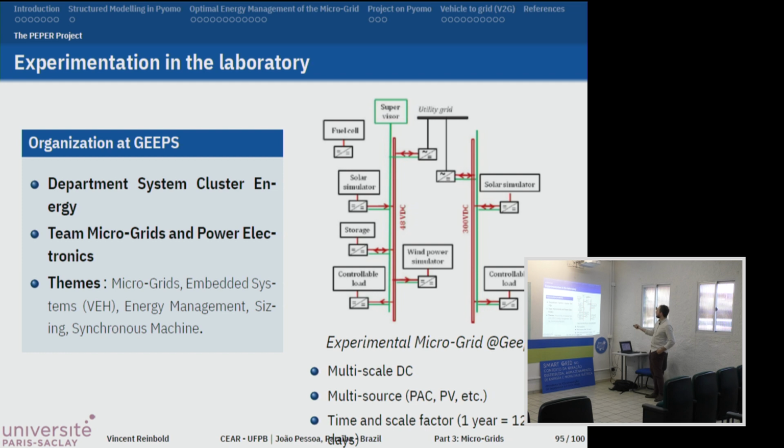So the main aspect of this microgrid is that it is a multi-scale DC. We have 2 DC buses, and there are multiple sources. Actually, among multi-DC microgrids, I guess it's the only one in a laboratory in France. I don't know about the one you have here. I guess it's AC, right?